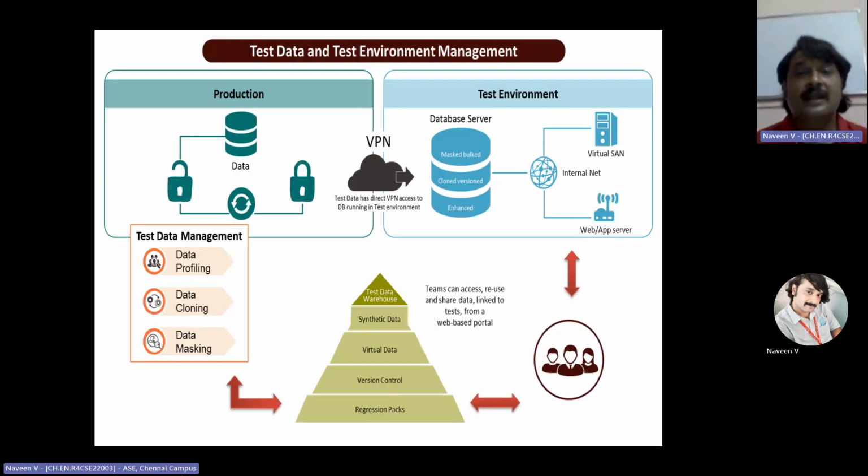So we have test data and test environment management. It is done through the production and test environments. On the production side, we have our data, which is interconnected by VPN to our test environment. In the test environment, we have our database server, virtual LAN, and intranet web applications. All of this is cloned, and in test data management, we do data profiling, data cloning, and data masking. These are the steps given here to go through test data and test environment management.